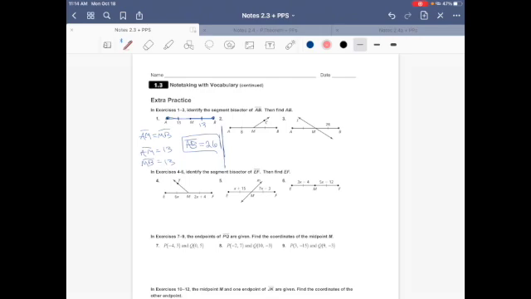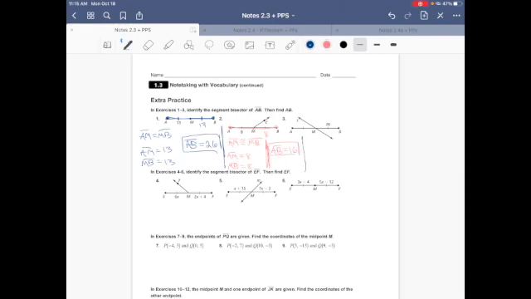So if I know that AM is 8, what does MB have to be? It's also going to be 8, right? Because I know that AM is congruent to MB. So I'd say AM is congruent to MB, and if AM is 8, then MB also has to be 8, which means AB is just going to be 8 plus 8. So AB is going to be 16.